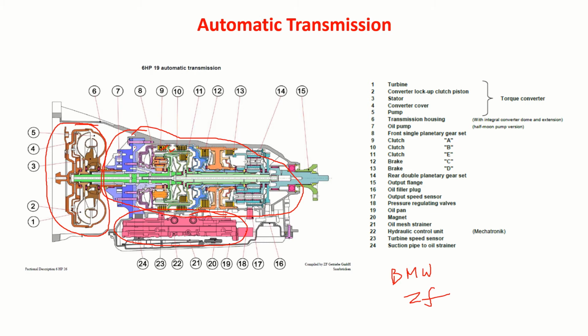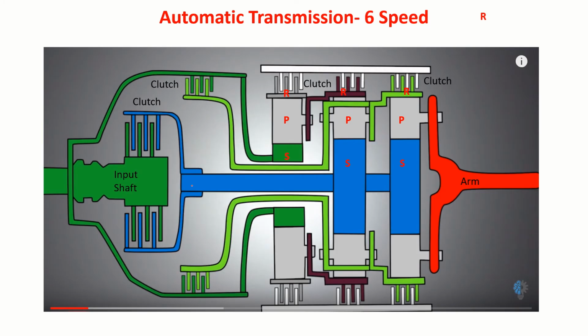Now let me get into understanding these combinations. Let me show the 2D details, 2D illustrations. So let us say it is an automatic transmission of 6 speeds. You can see this input shaft. This is connected to or driven by the turbine. And please look at this. This is also connected to this. This rotates, which means this also can rotate. Correct? Rotate.